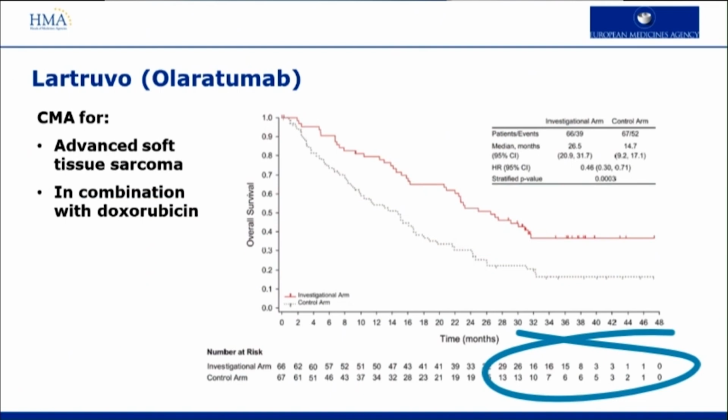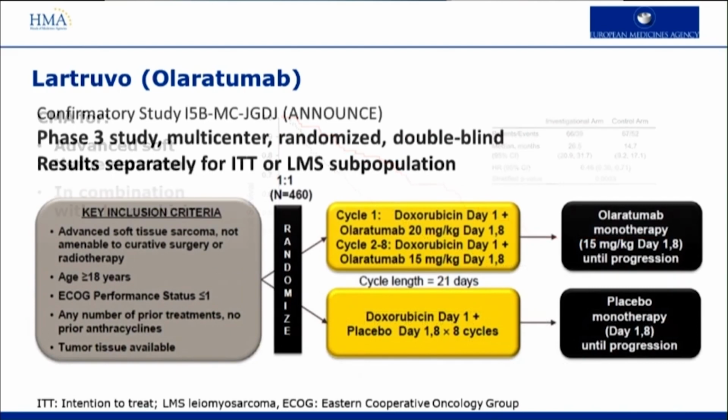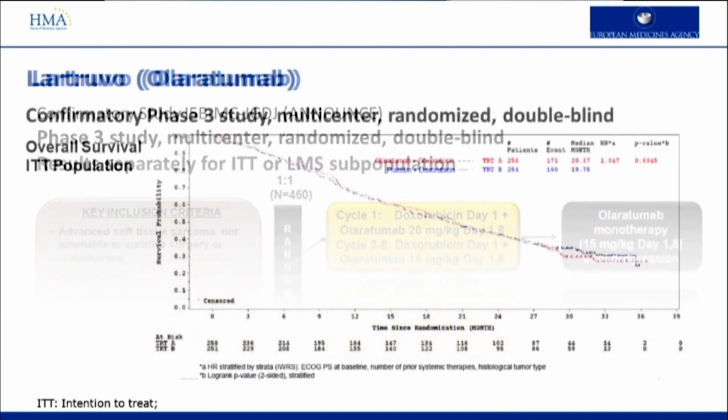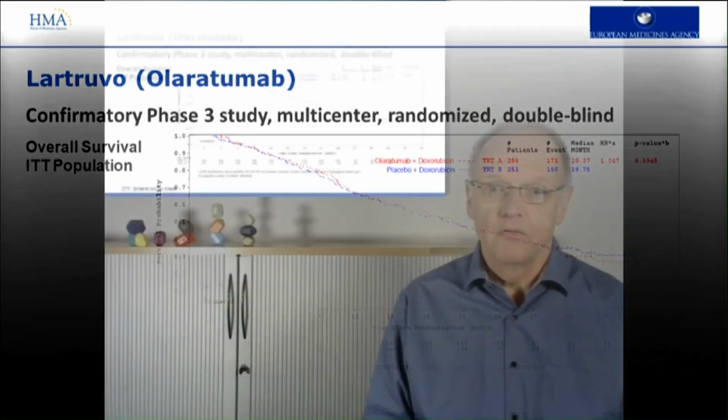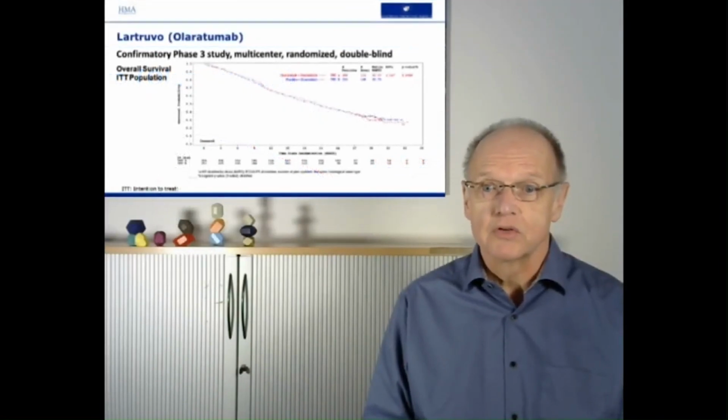The plan was to confirm the benefit, the efficacy, in a multicenter randomized double-blind phase 3 study with 460 patients in 2 groups. Unfortunately, the results were not what we hoped for. Looking at the overall survival of the ITT population, the group treated with a combination of olaratumumab and doxorubicin did not look any different from the group that received only doxorubicin.